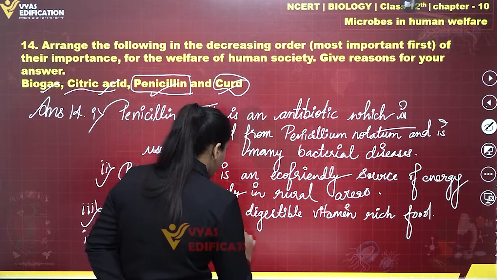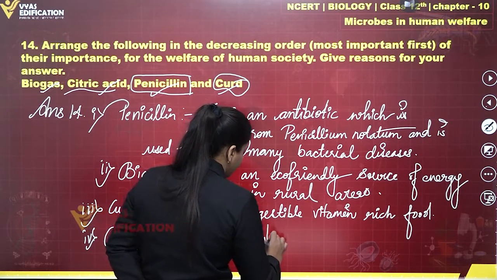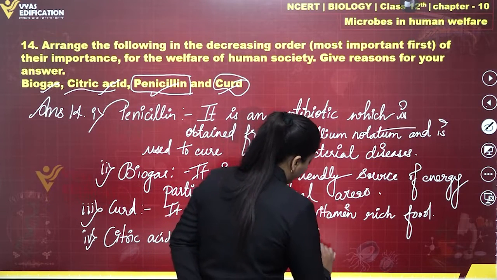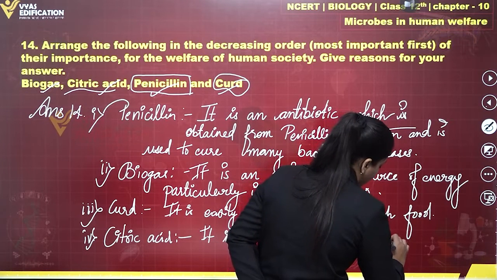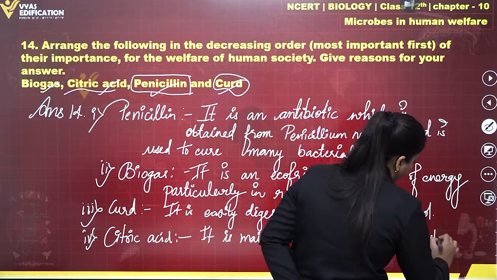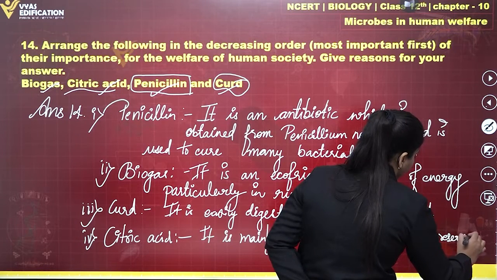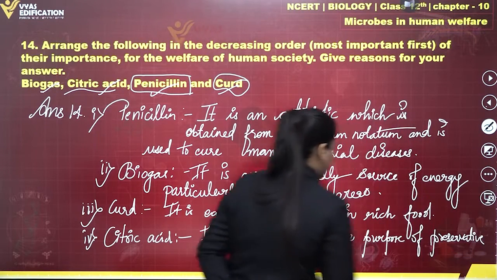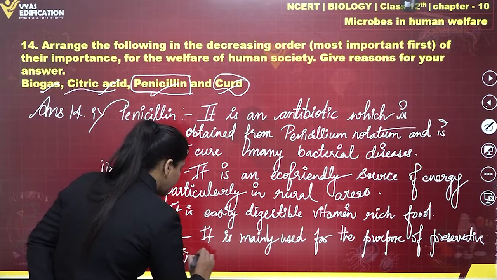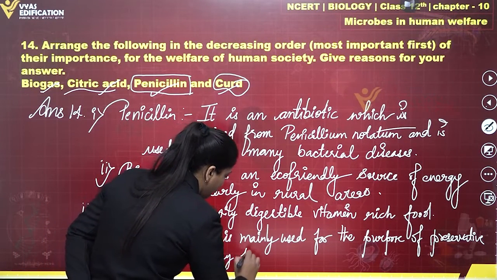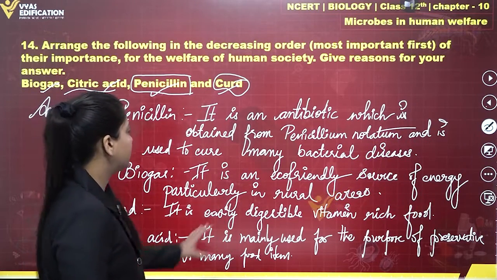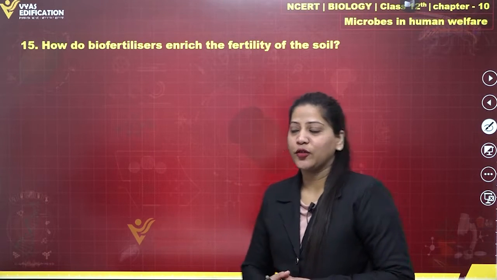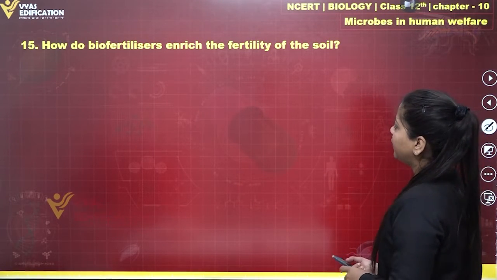It is mainly used for the purpose of preservative in many food items. So this is the answer. This is the complete solution of this question number 14. Now let's discuss the last question of this chapter. How do biofertilizers enrich the fertility of the soil?